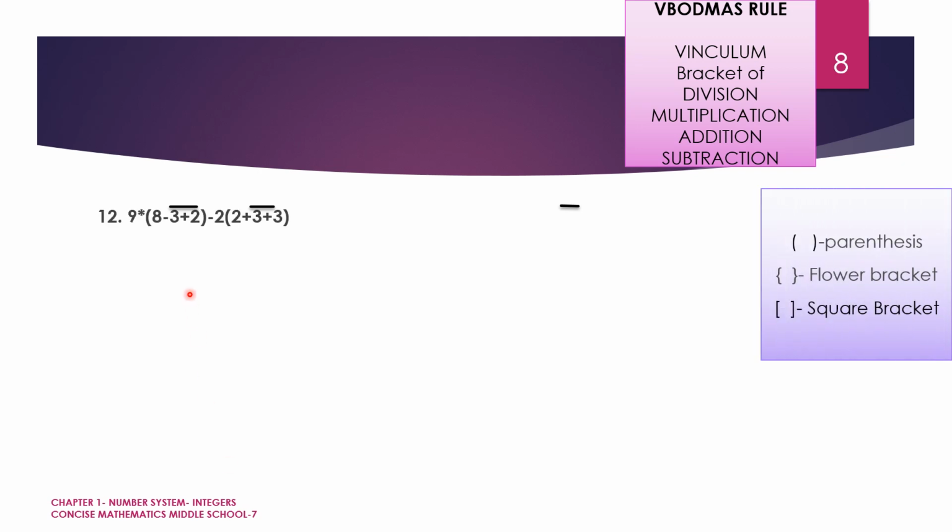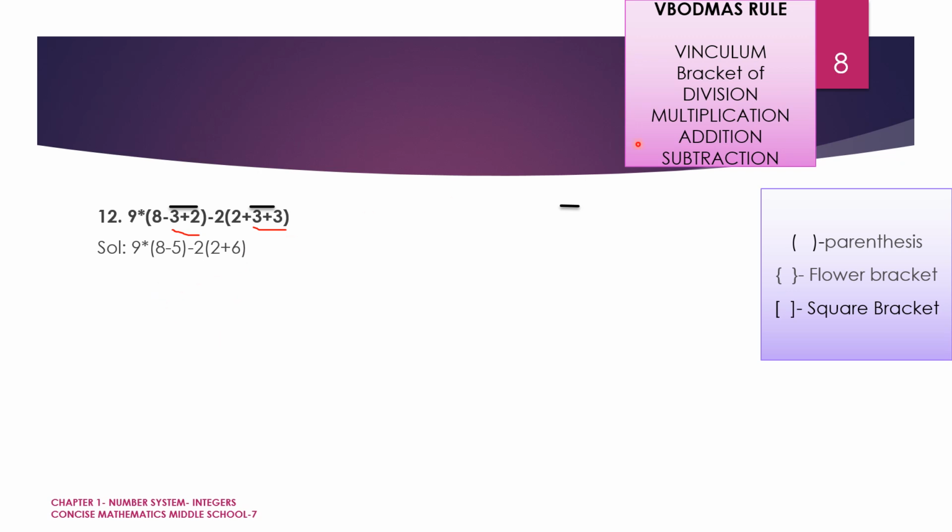Twelfth question. 9 into 8 minus 3 plus 2 minus 2 into 2 plus 3 plus 3. Here, first preference should be given to vinculum. Here you have two vinculums. So you need to solve this 3 plus 2 as well as 3 plus 3. So what it becomes is 9 into 8 minus 5. Here I am doing both 3 plus 2 as well as 3 plus 3, that is 6.